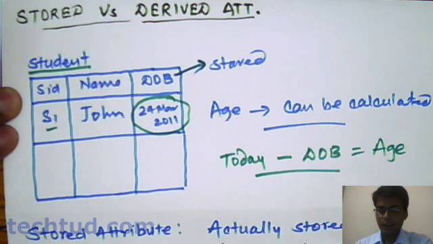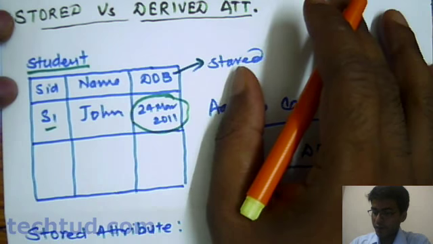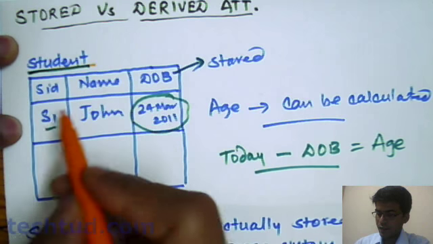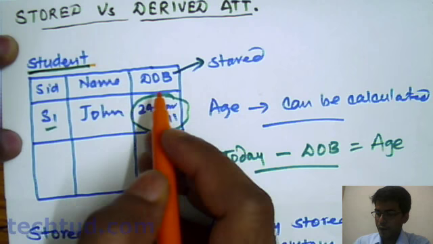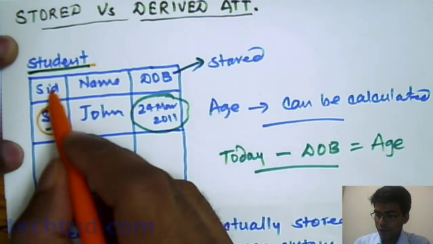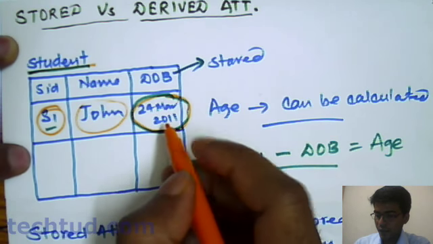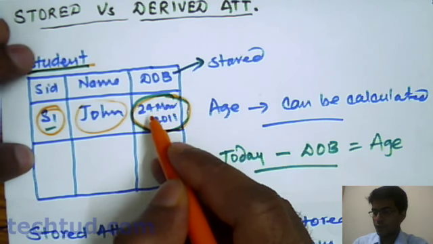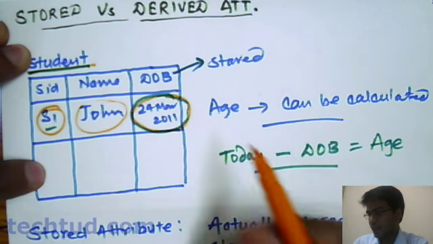Okay, now we have another type of attribute, stored and derived. So we will start with an example. If we consider a student database, we have SID, name and date of birth. Whatever we are storing here, S1 for SID, John for name and the date of birth, these are all actually physically stored in a database. So whenever date of birth is required, it will be directly retrieved from this database.